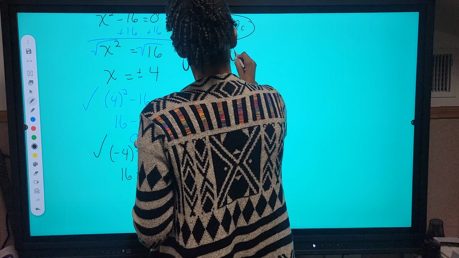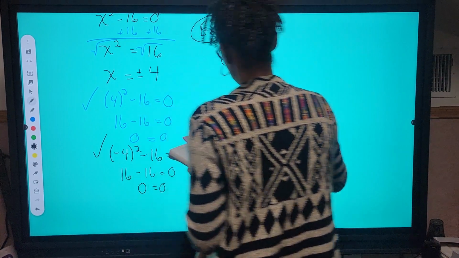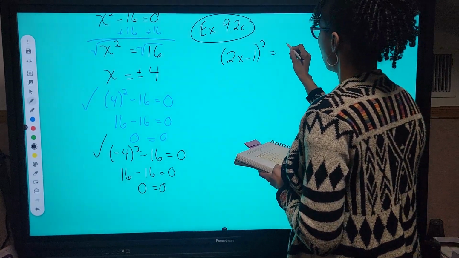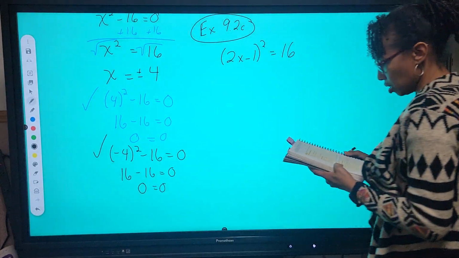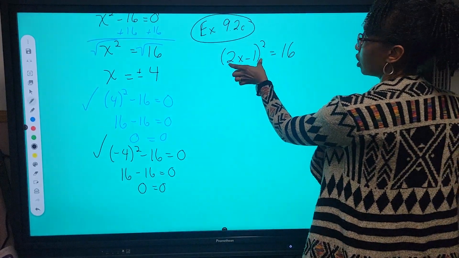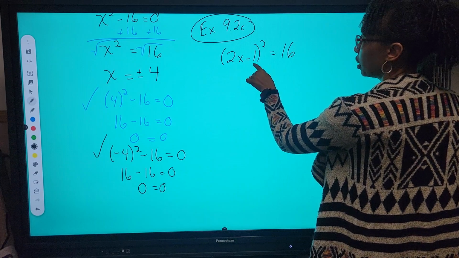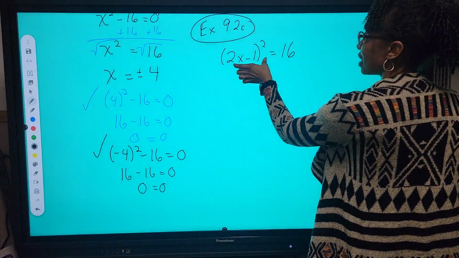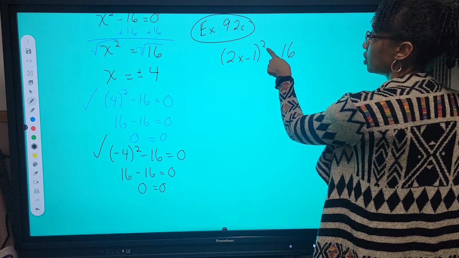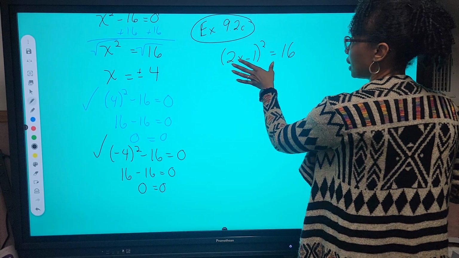This one, a little bit larger. We've got 2x minus 1 in parentheses squared equal to 16. So in this case, our squared value is all of this, okay? I'm not going to try to do minus the 1 or plus the 1 to get rid of this. It's locked into the parentheses and is part of what's being squared. So I'm not going to be able to take this apart.